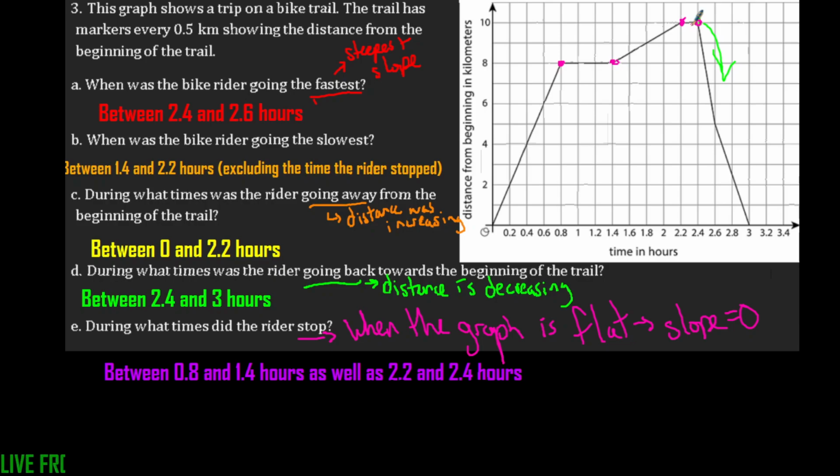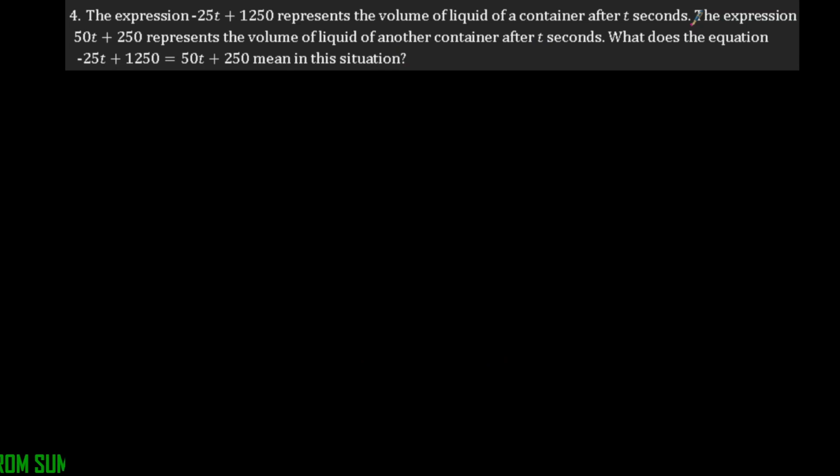Then lastly, for number 4, it says the expression negative 25t plus 1,250 represents the volume of a liquid in a container after t seconds. And that makes sense because if you're draining the liquid, it's going to have a negative slope. Then it says the expression 50t plus 250 represents the volume of liquid in another container after t seconds. So maybe it's draining into that.